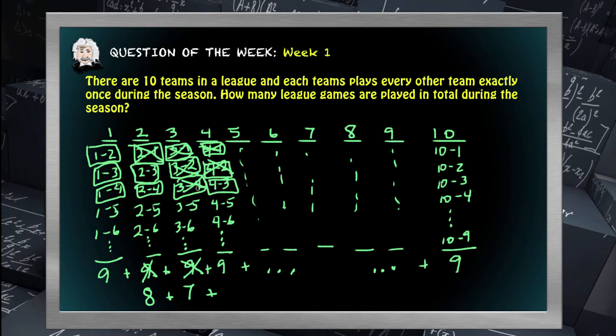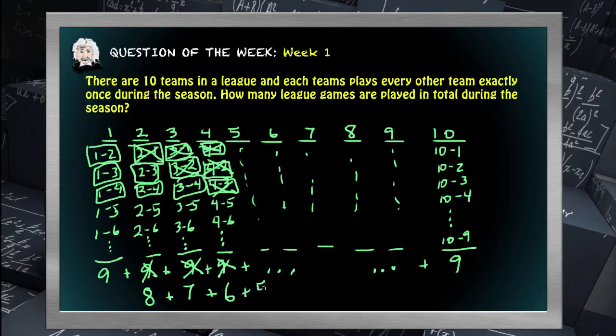So I can, whoops, I didn't need to eliminate that one. We can eliminate that one for team 4. So I've got 3 so far that have already been counted. And 4-5, 4-6, all the way up to 4-9, those are unique new games. So it's not 9 for team 4, but it's 9 minus the 3 games already counted, or 6.